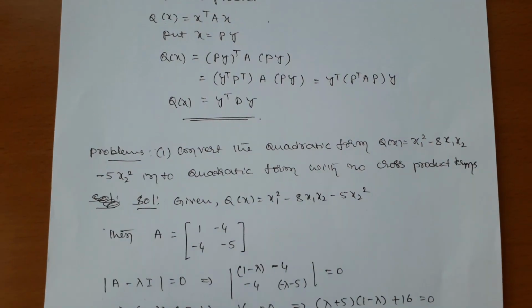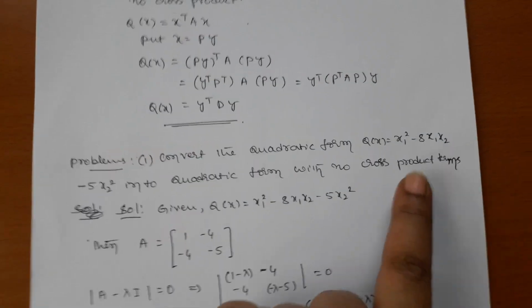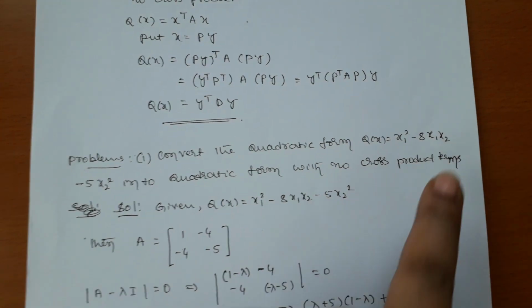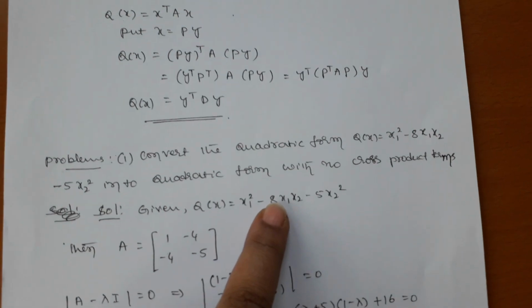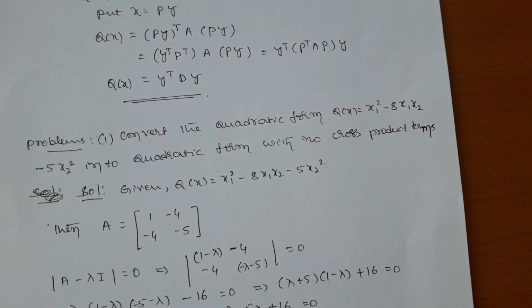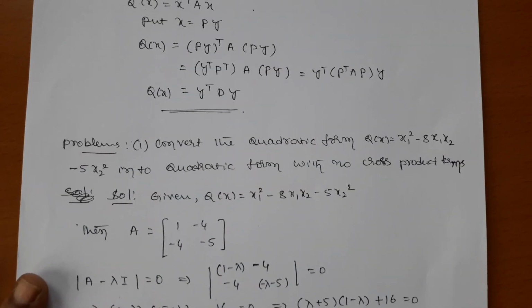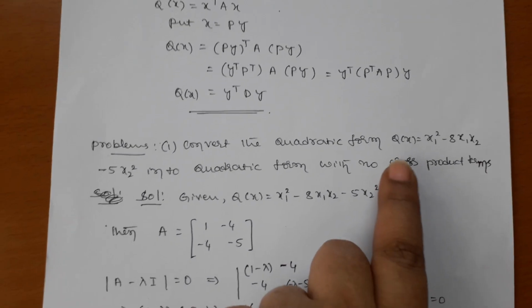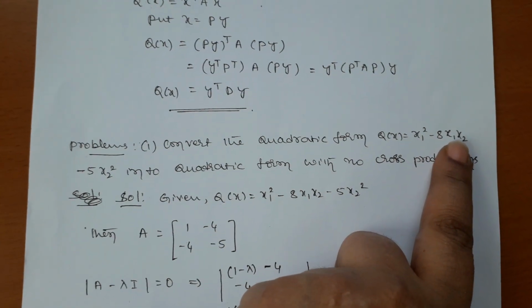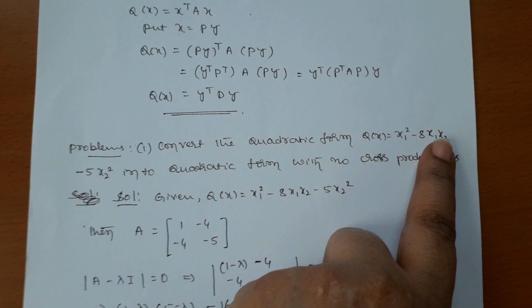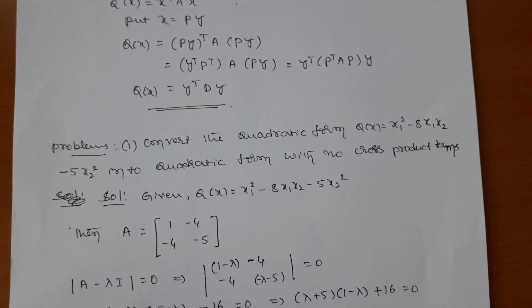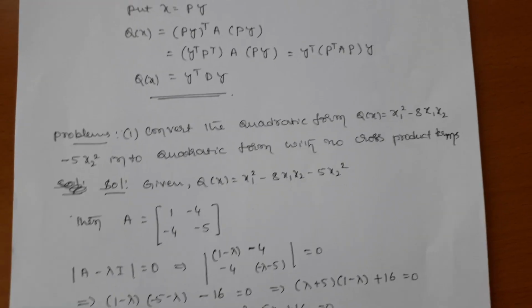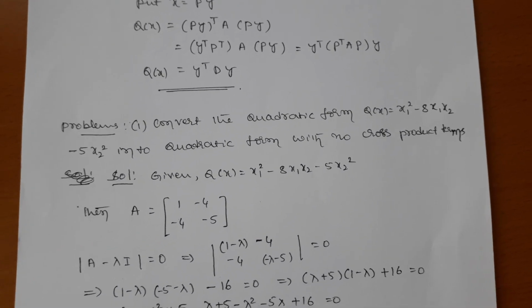Convert the quadratic form q of x equals x1 square minus 8x1 x2 minus 5x2 square into a quadratic form with no cross product terms. Please try to understand here. In the given quadratic form, there is a cross product term. One of the terms is minus 8x1 x2. Now I have to convert it into a new quadratic form that doesn't have any cross product term. Now what's the step?